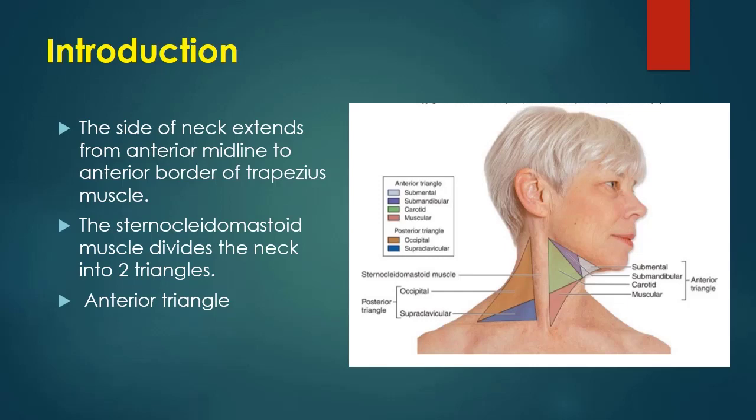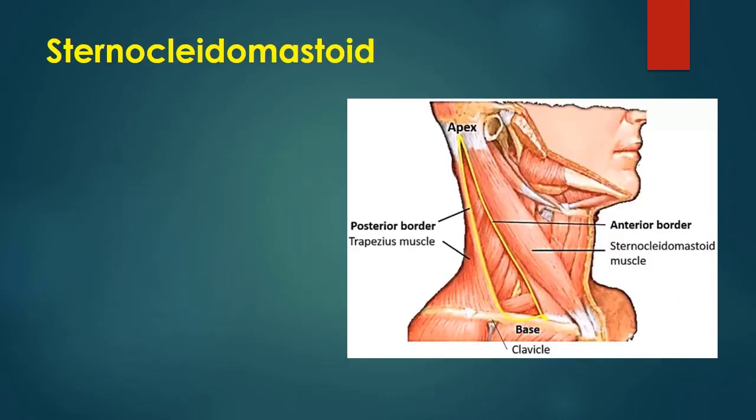Before that, let us try to understand about the sternocleidomastoid muscle. Okay, so now going to the sternocleidomastoid muscle. Here you are able to see, you can also consider it as a key muscle which is present in a superficial plane dividing the side of the neck into anterior and the posterior triangle.